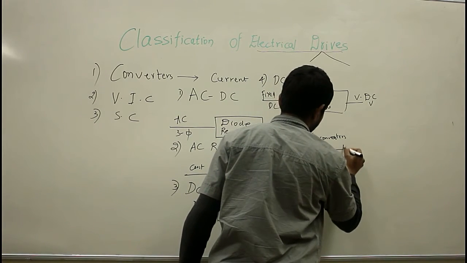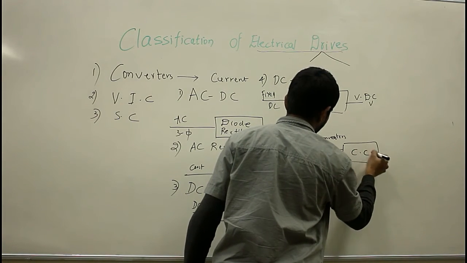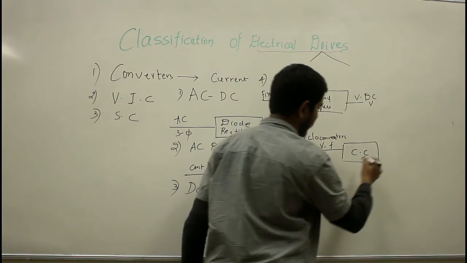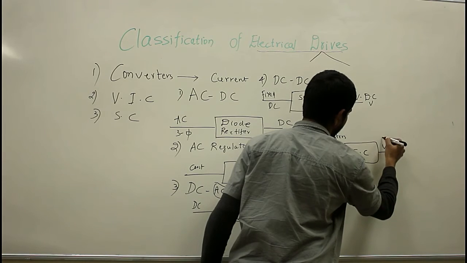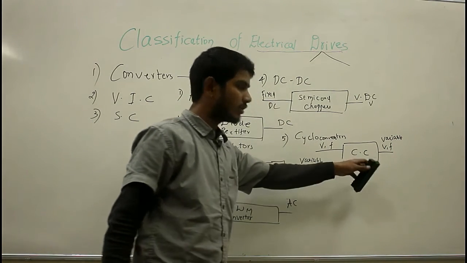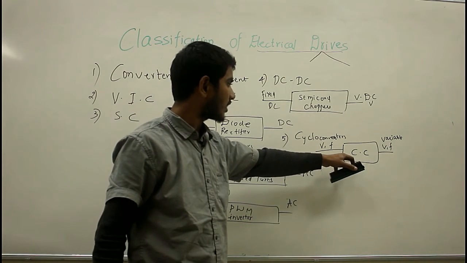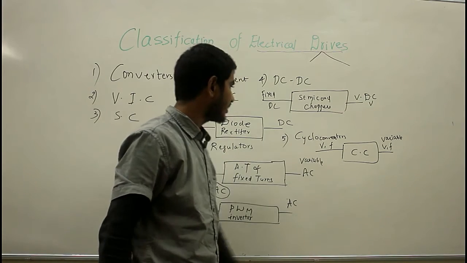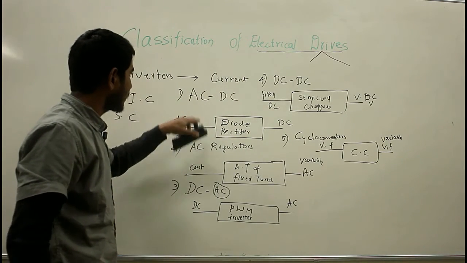So if I say here is my cycloconverter, and V and F are fixed this side, and here V and F get variable. So to get variable voltage and frequency, generally cycloconverters are being used, and thyristors are employed to control the firing signals. Now this is all about your converters.